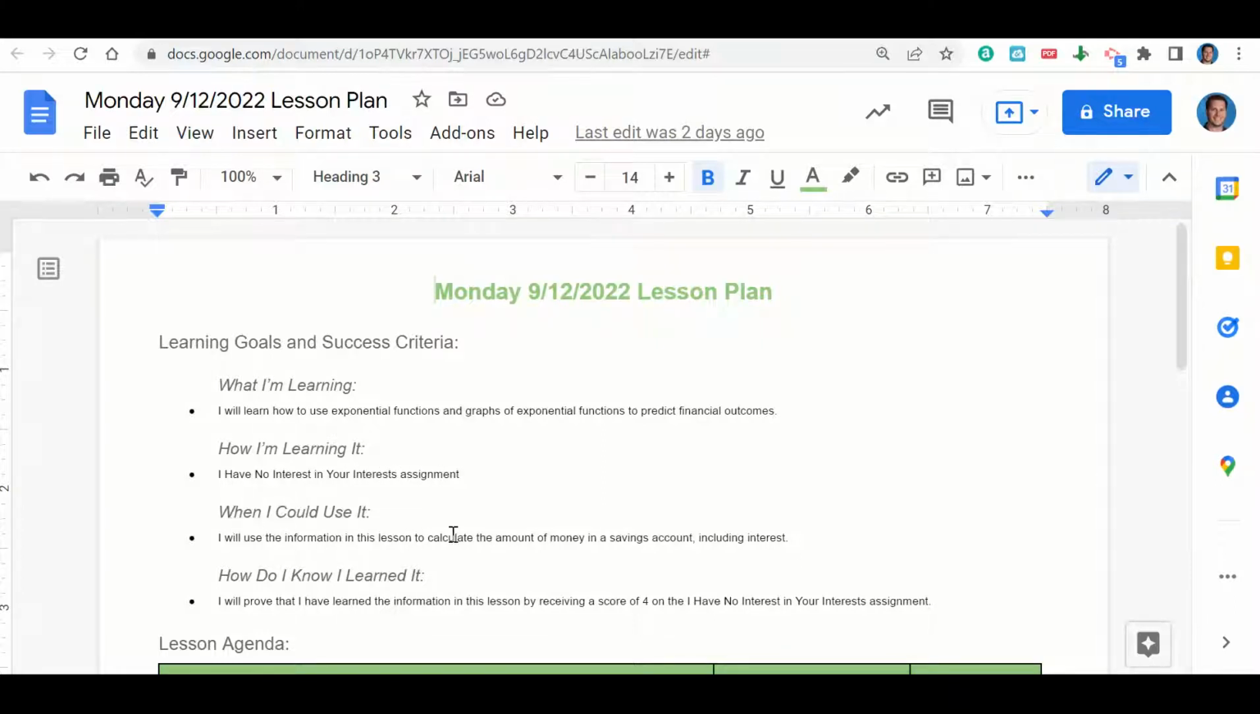When can we use this? To calculate the amount of money in a savings account, including interest. And how do you know you learned it? By getting a score of 4 on the I have no interest in your interests assignment.